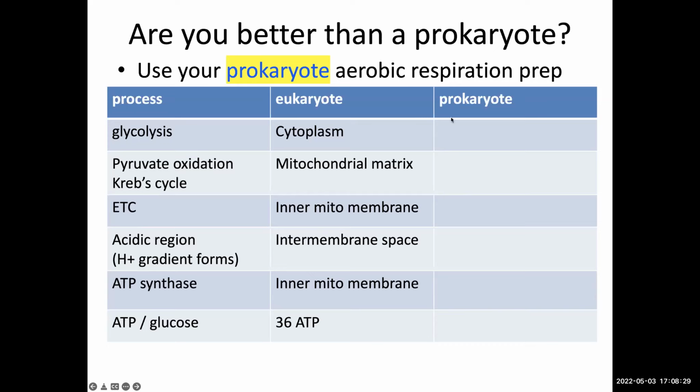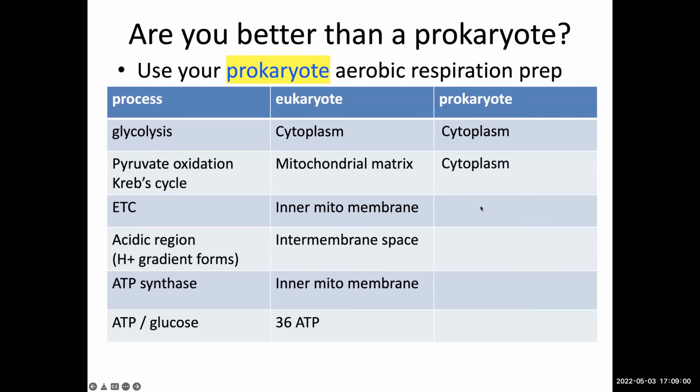Where's glycolysis happening in a prokaryotic cell? John says cytoplasm. He is correct. Janelle, pyruvate oxidation in the Krebs cycle. When the pyruvate outcome of glycolysis has to be modified and then fed into the Krebs cycle, where is all that happening in a prokaryotic cell, Janelle? Cytoplasm. Also the cytoplasm. Good.